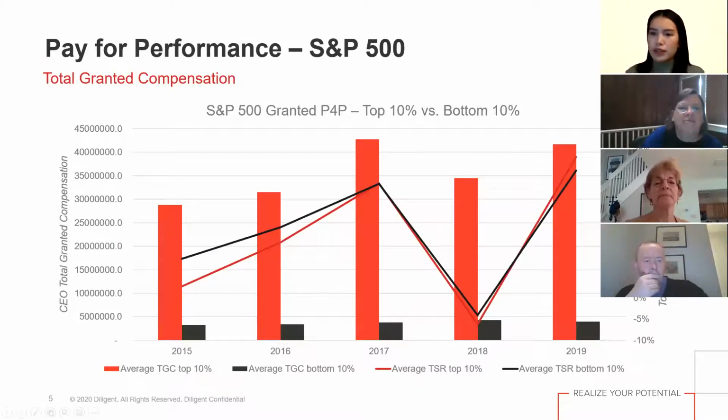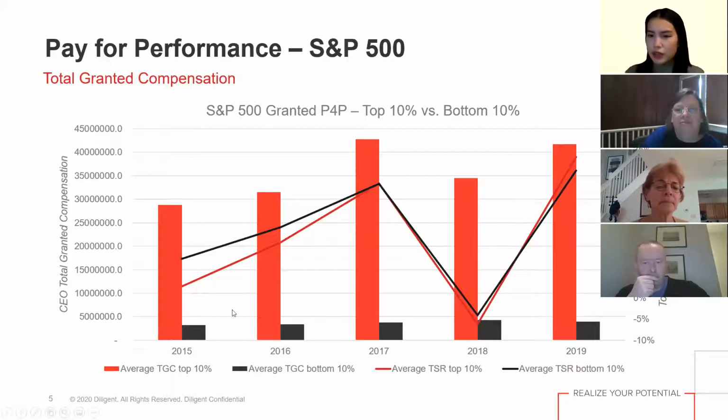And so yesterday, as per Michael's request, we pulled some data which compares the performance of the lowest paying 10% of the S&P 500 to the highest paying 10% over 5 years. And you can see the red bars here show the average total granted compensation of the top 10%, while the black bars show the average total granted compensation of the bottom 10%.